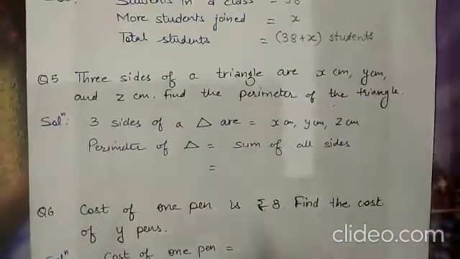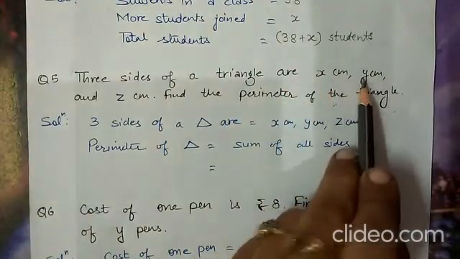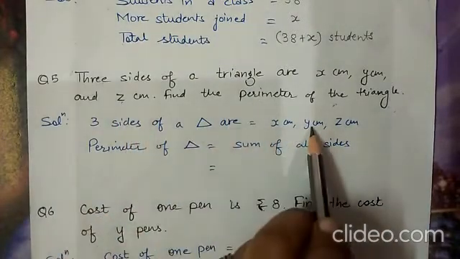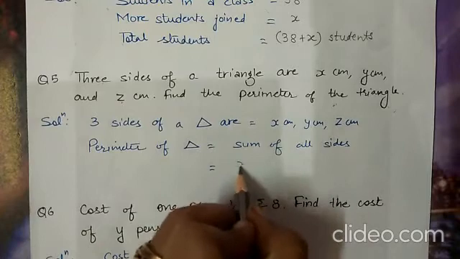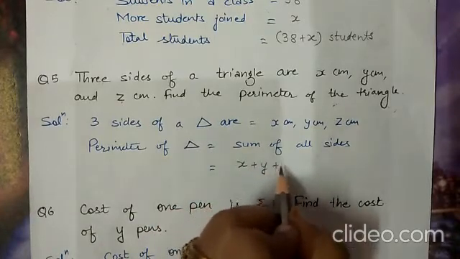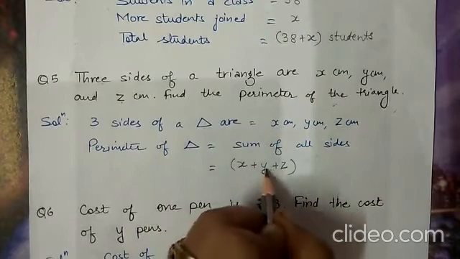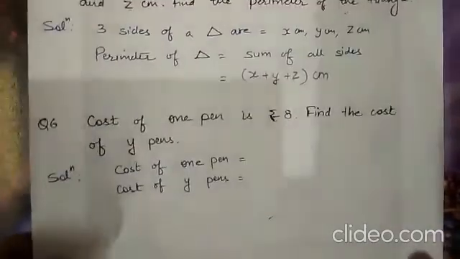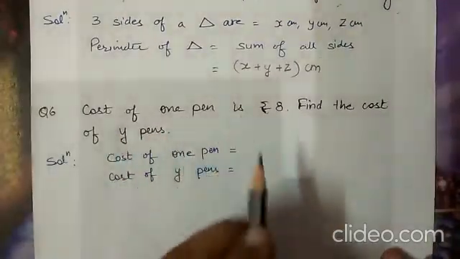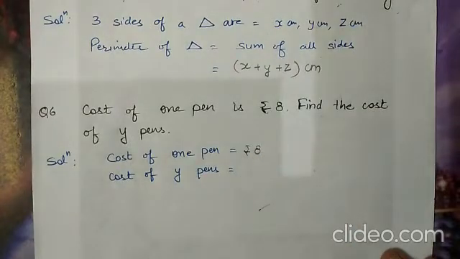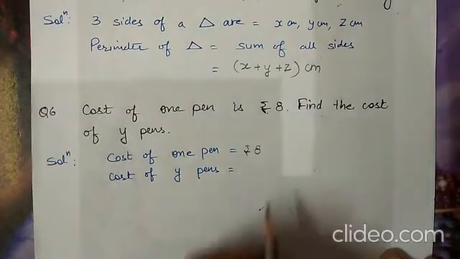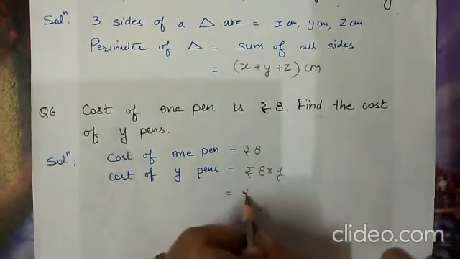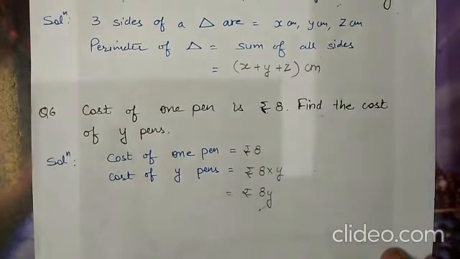Fifth question. 3 sides of a triangle are x centimeter, y centimeter and z centimeter. Find the perimeter of the triangle. Sides of the triangle are given. To find the perimeter, we have to add all the sides. So I have written here x plus y plus z and the answer will be in centimeters. Next, cost of 1 pen is rupees 8. If we are to find the cost of y pens, to find the cost of more pens, we have to do the multiplication. And we just discussed, no need to write the sign of multiplication.